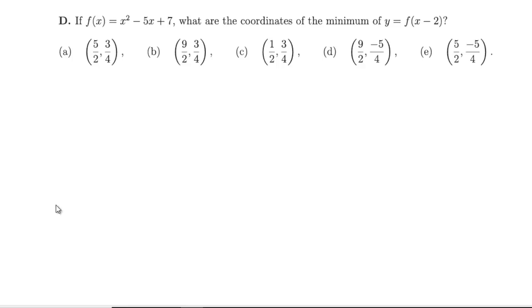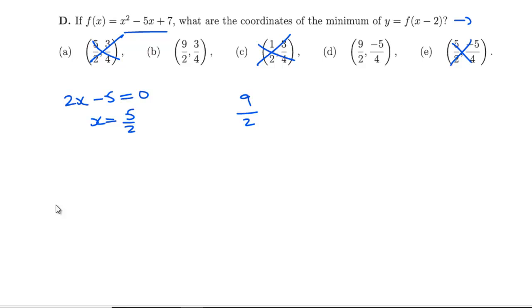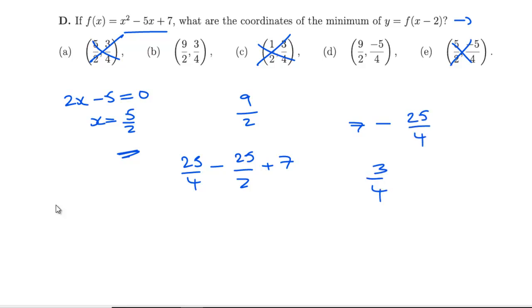So we're just shifting it 2 to the right. So let's find where this is then. So 2x minus 5 is 0. X is 5 over 2. We move it 2 to the right. So we've got 9 over 2 for the x coordinate. So not that one, or that one. And then what is the y coordinate going to be? So we want to use that value of x. So we get 25 over 4 minus 25 over 2 plus 7. So 7 minus 25 over 4, so 3/4, which is B.